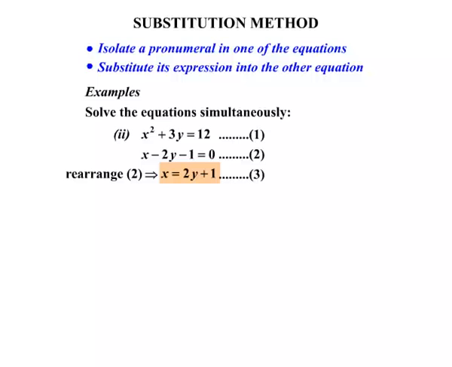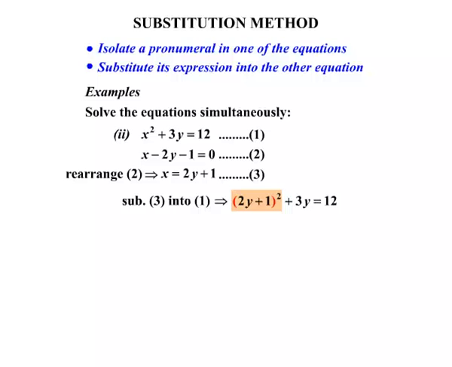Now, once we've got that rearranged like that, we have x by itself. We can say that x is 2y plus 1. So into equation 1, where we see x, we're going to replace that with 2y plus 1. In this case x is being squared, so we'll write (2y plus 1) in brackets squared plus 3y equals 12.